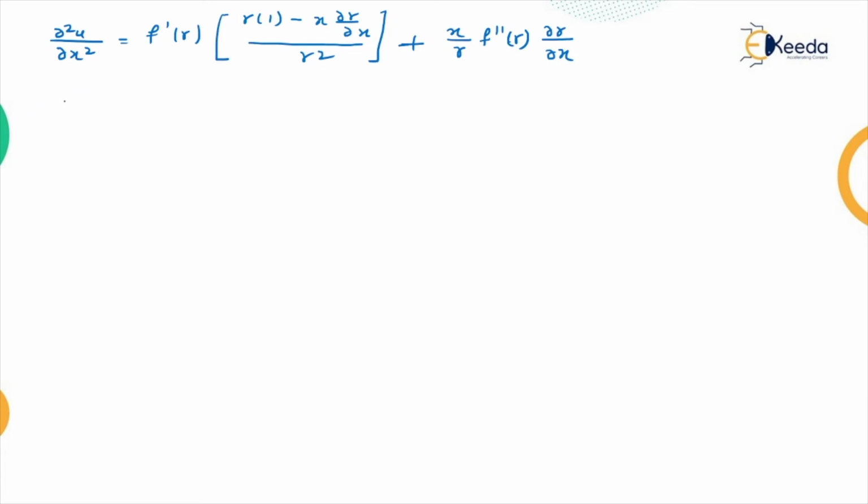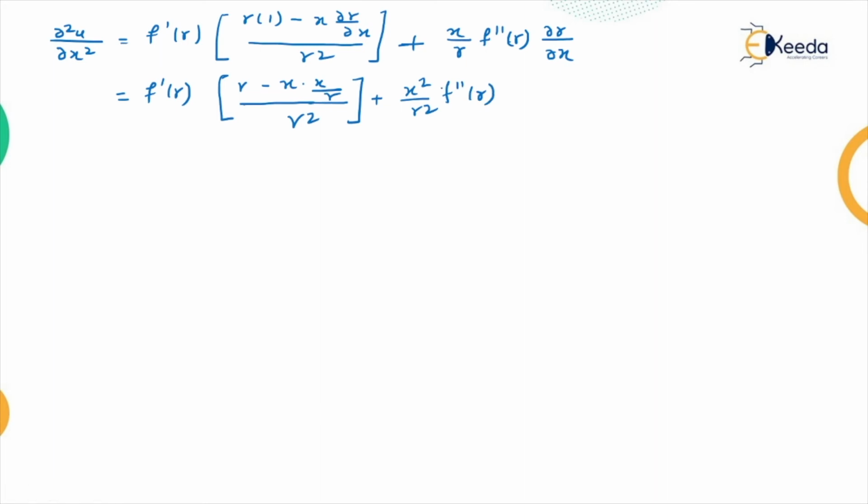So we have to simplify this. Therefore this is equal to f dash of r in bracket, r minus x into ∂r/∂x, which is x divided by r, all divided by r square, and the bracket is complete, plus x upon r into ∂r/∂x, which is again x upon r, so we get x square upon r square into f double dash of r, right?